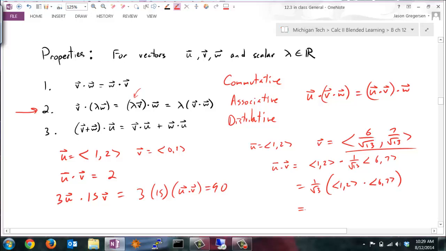And that makes the dot product just a little bit easier to manage and to work with. So now this is, sorry, it's at 13. 1 over the square root of 13 times 6 plus 14. So now I get 20 over root 13. So it's those kind of little calculations that we can do a little bit easier using these properties.